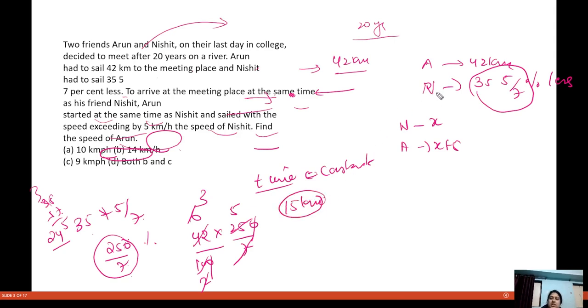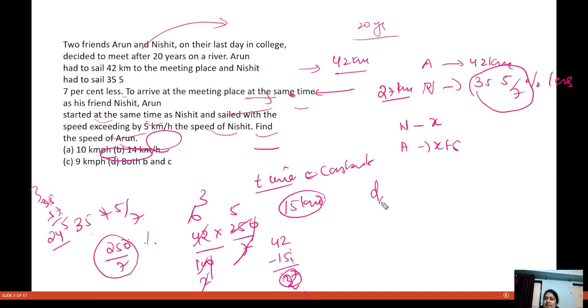So actually Nishit has to sail 15 kilometer less. So that means Nishit has to sail how much? 37 kilometer. Sorry, 27 kilometer. Nishit had to sail 27 kilometer. Now the time traveled is same. The time in which they are traveling to meet is same. So just equate the time.